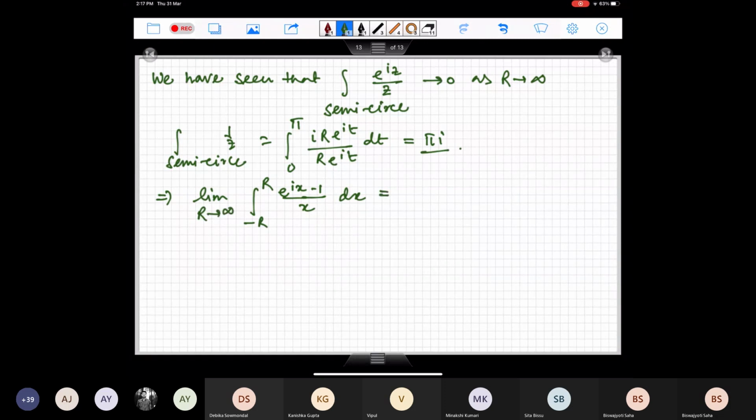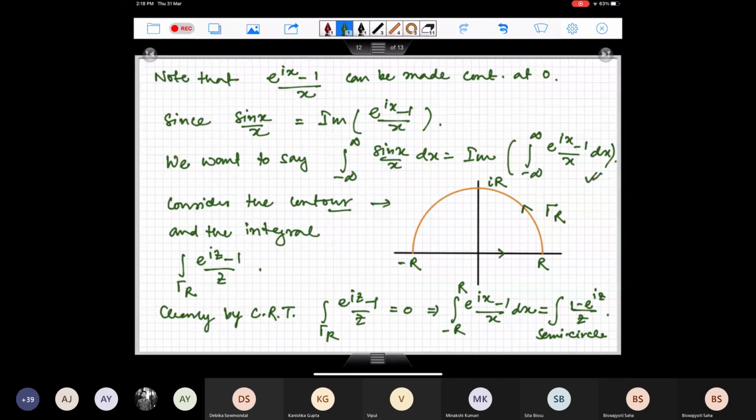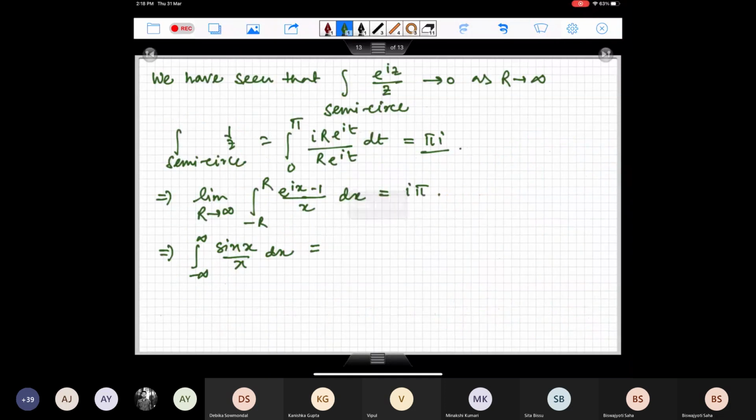This guy is actually i times pi. Okay, and therefore this implies minus integral infinity sine x by x dx. So this one is going to, of course, that integral, now that it converges, its imaginary part is going to be given by sine x upon x. So the imaginary part over here is coming out to be, you can clearly see it's coming out.